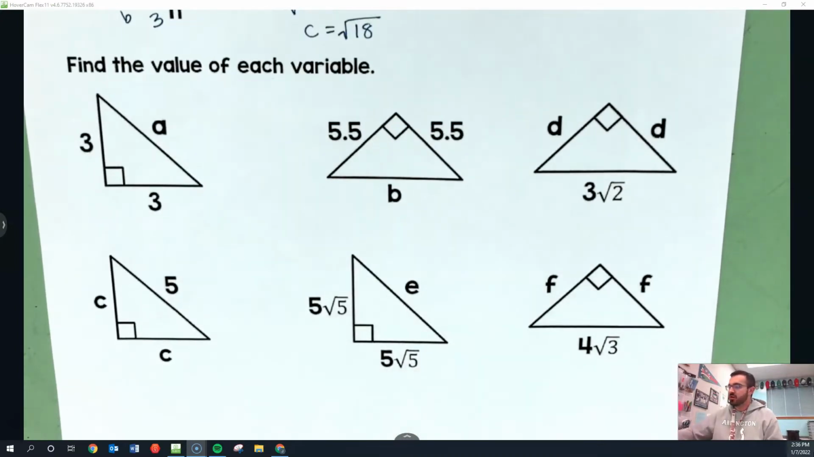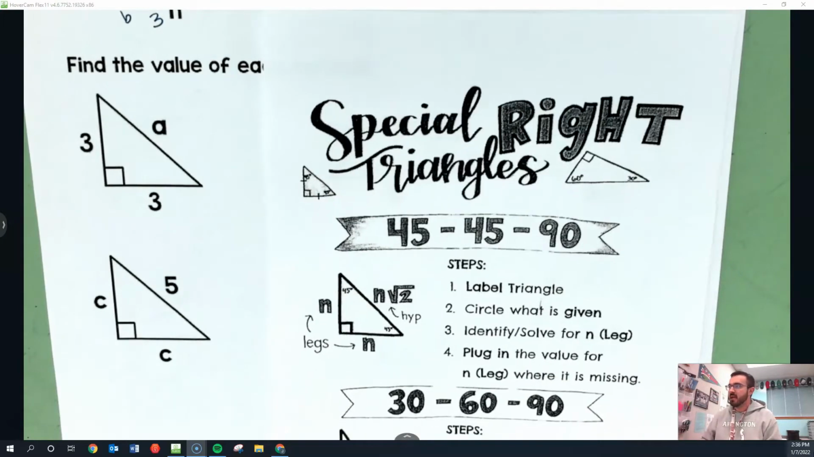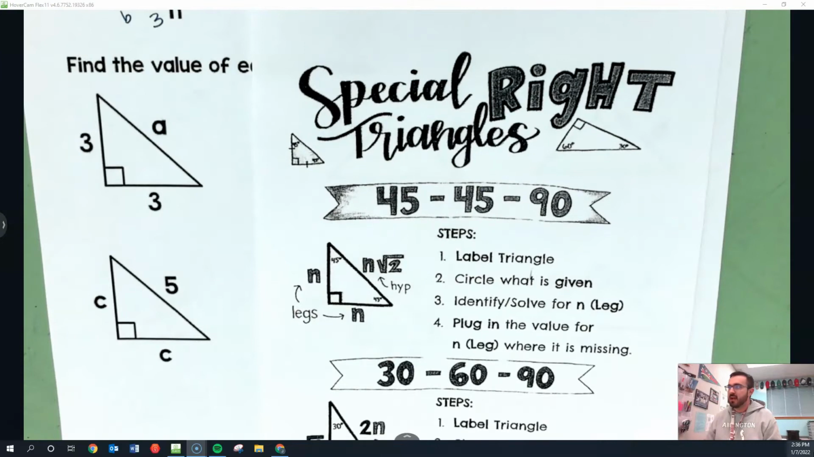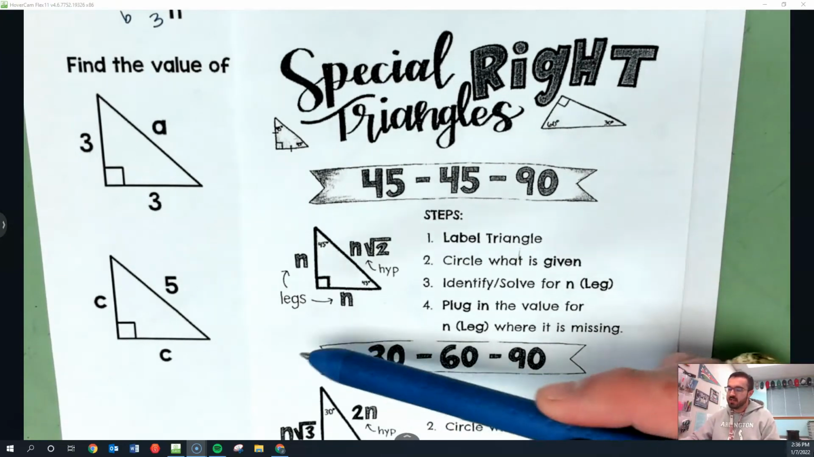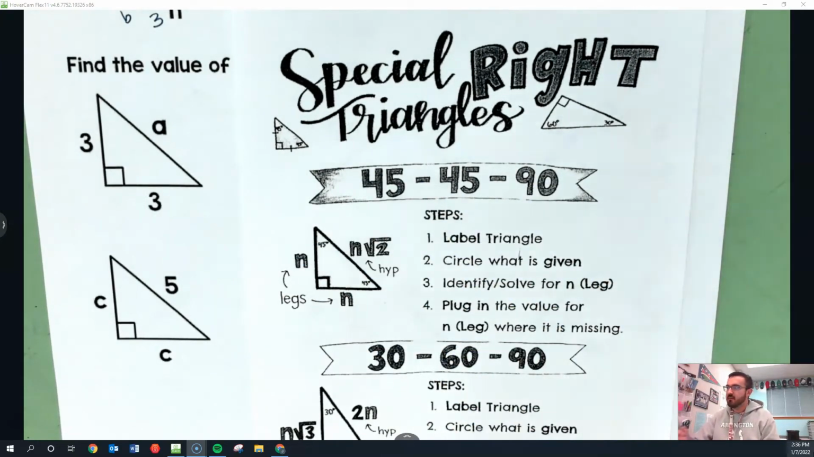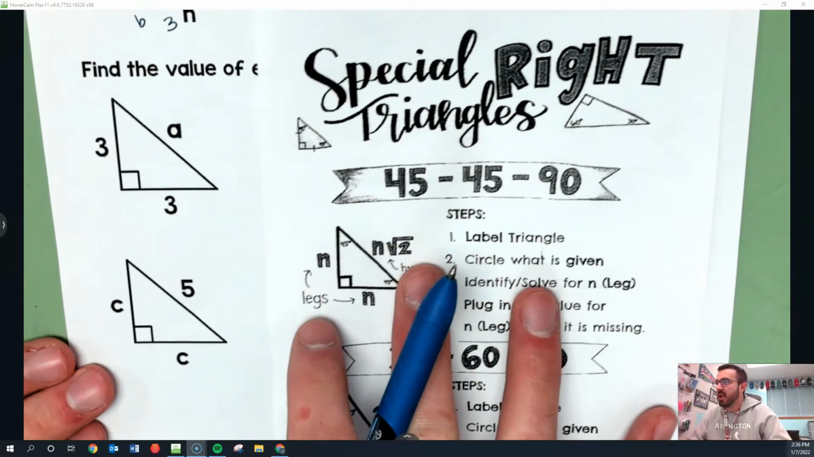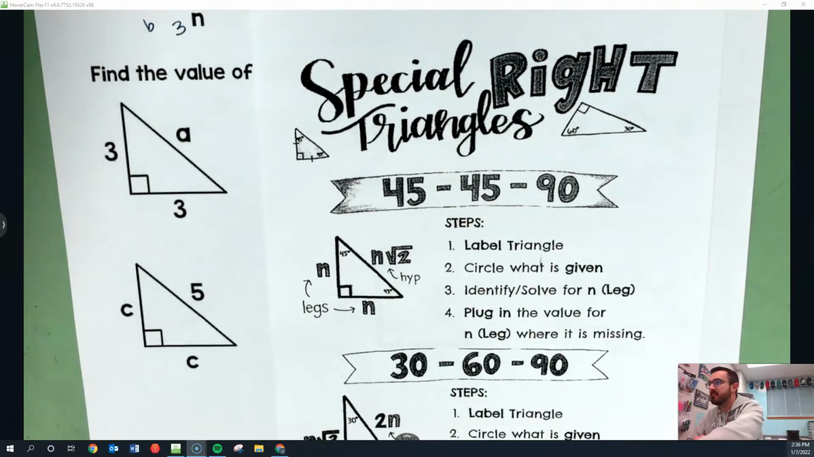there is an anchor chart that we have been using in class. Looks like this. Okay, if you don't have this, I would take a picture of this right now real quick. Particularly, I want you to have these steps. So maybe pause the video and take a picture of that real quick. These are my 4 steps in solving a 45-45-90 problem.